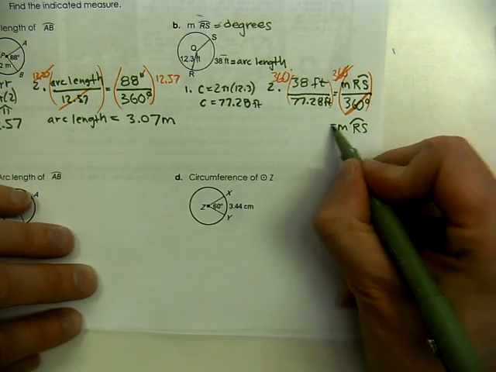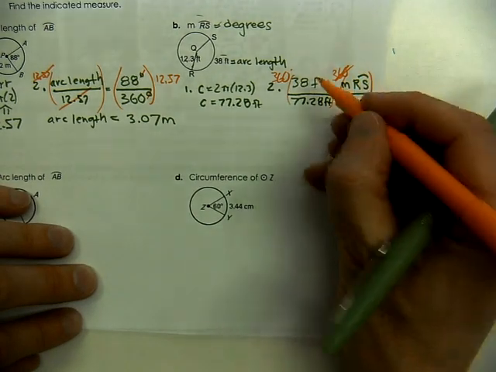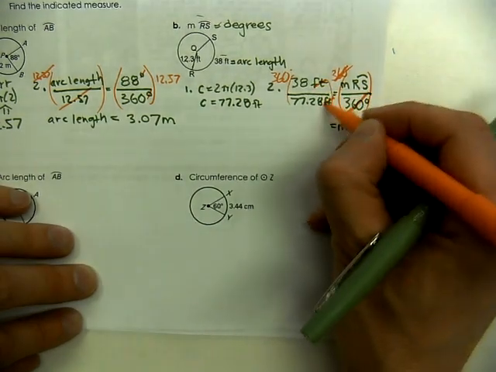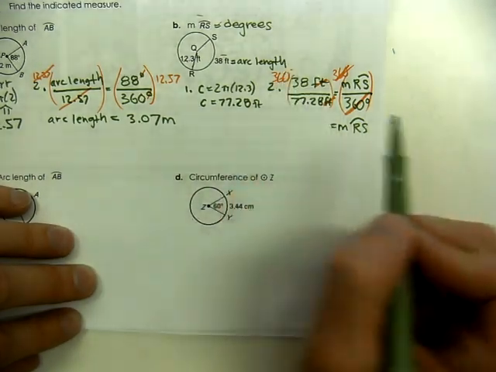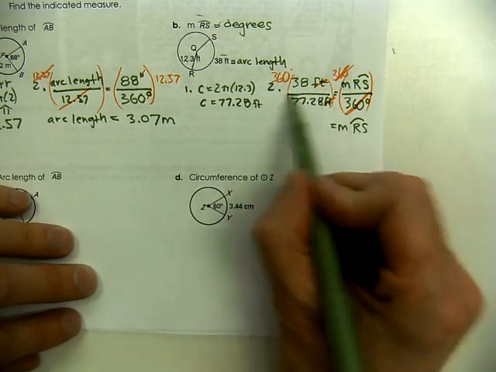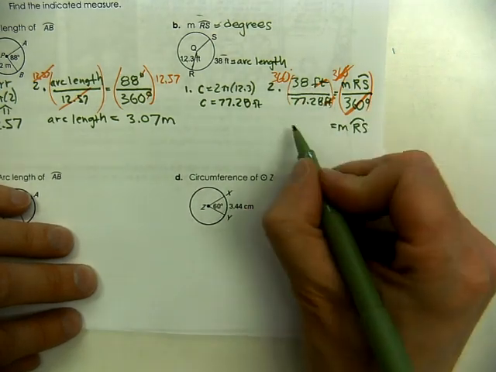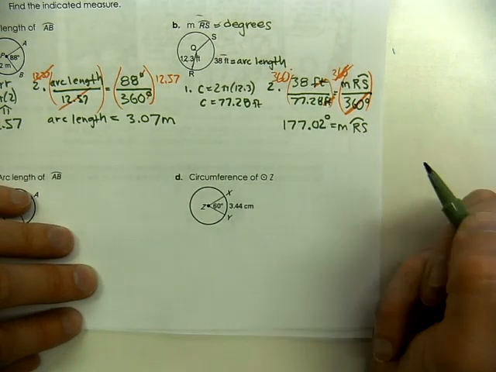So there's my variable by itself on the right-hand side. On the left-hand side, you can see we have feet over feet, so the feet cancel out. That's why the units are not feet anymore, but degrees, because the degrees come from the 360 degrees. And we'll use the calculator. We'll go 360 times the 38, take that answer, and divide it by the 77.28. So we get 177.02, and again, that's in degrees.